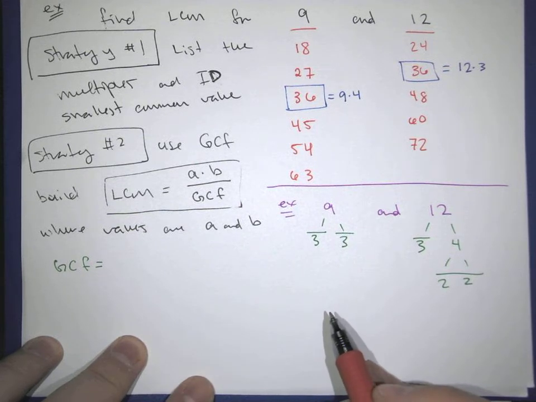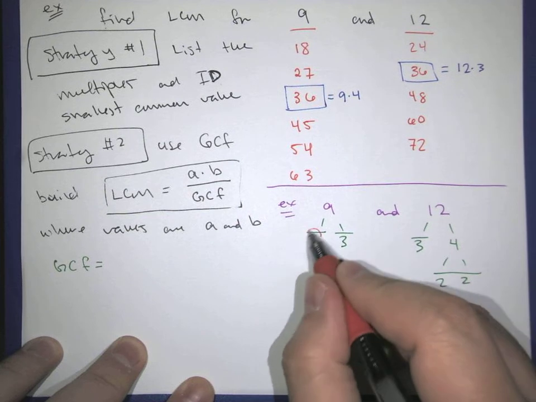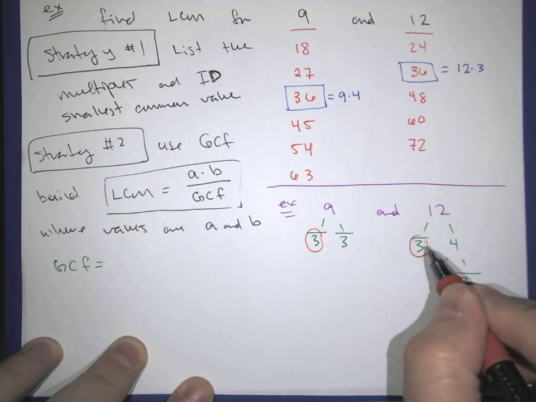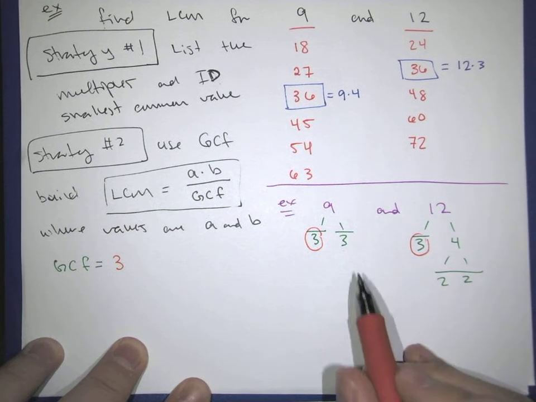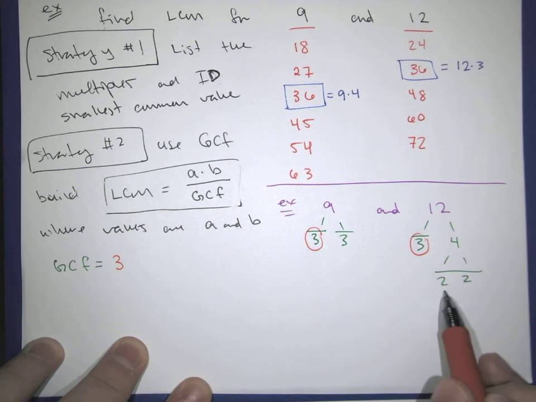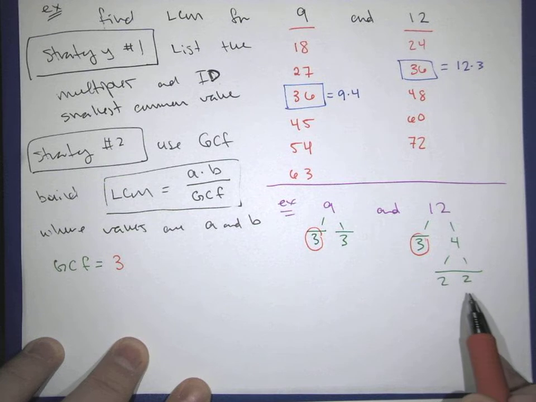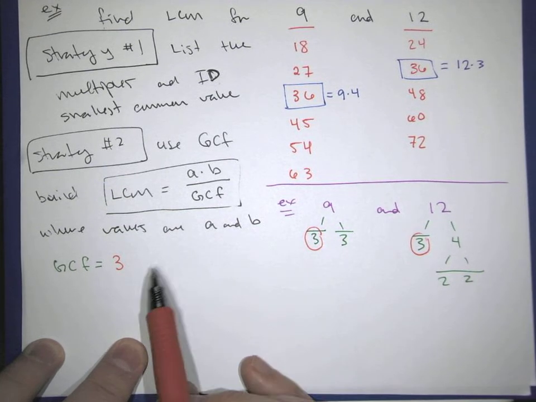In any event, where is the overlap here? Well, the overlapping values would be 3 and 3. So my GCF is going to be made of 3. And that's it. That's the end, because there's another 3 here, but it doesn't sync up with either of the other values for 12. So my GCF for 9 and 12 would be 3.